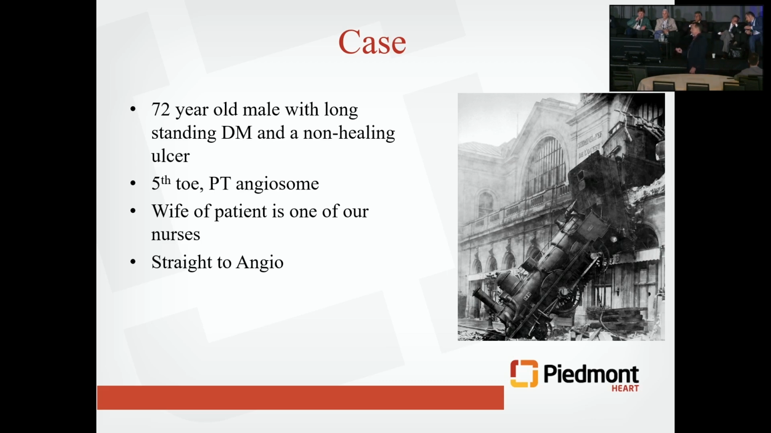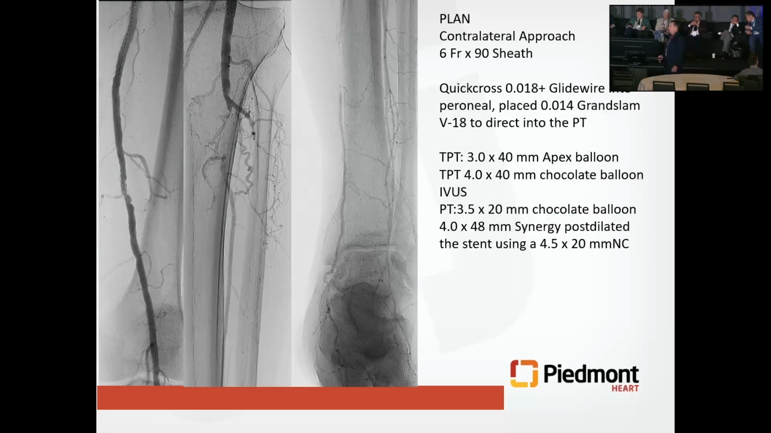And I came back, and now his toe was necrotic with dry eschar, and we knew we were going to be in a problem. So it was the fifth toe, it was in the PT angiosome, and so we went straight to angio based on our non-invasive studies. And this is what we got. So usual crossover plan here. I did not have a CT angiogram beforehand.